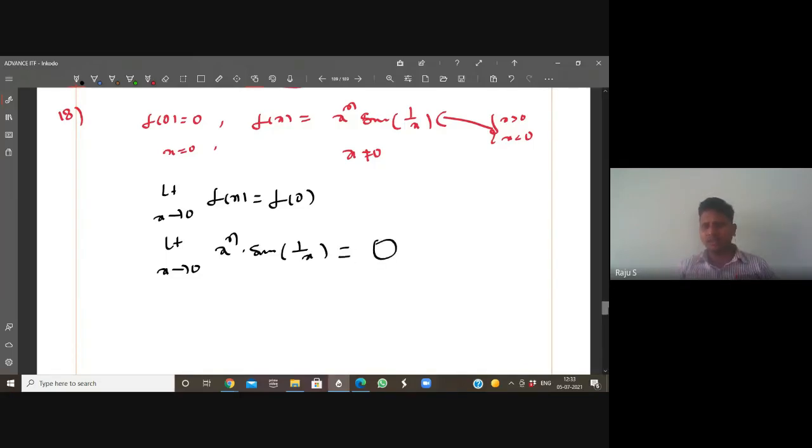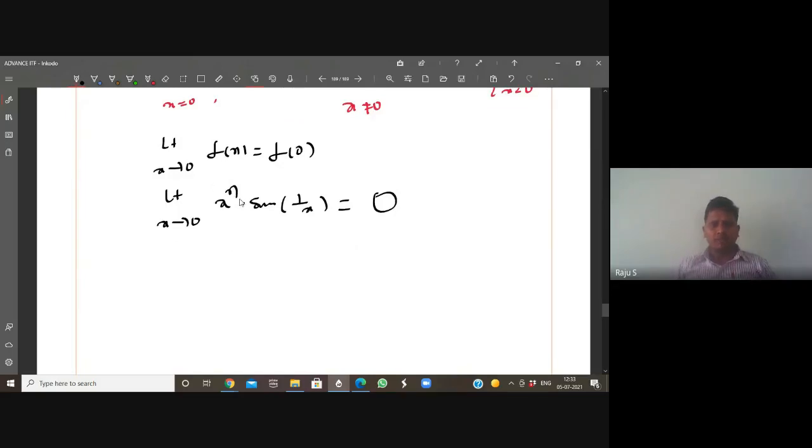Okay, can anyone tell for what value of n it will be 0? Because you know sine 1 by x value, as x tends to 0 either from right side or left side, sine maximum value is 1, minimum value minus 1. It is finite. Finally, sine 1 by x is finite. If I get x power n as 0, 0 into a finite value is 0. Anyhow, we don't need to check sine 1 by x. It is always finite. Just think about x power n, when x power n becomes 0.